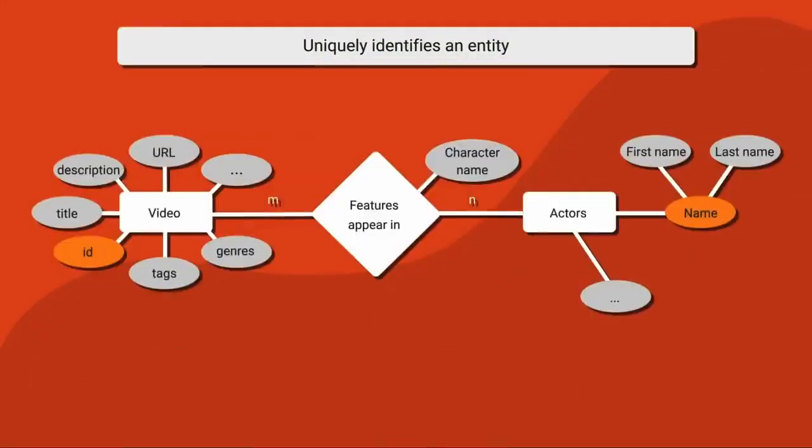Key attributes uniquely identify an entity. Two videos can have the same name or description, but the ID is unique to a single video, and the names are the unique key for actors.